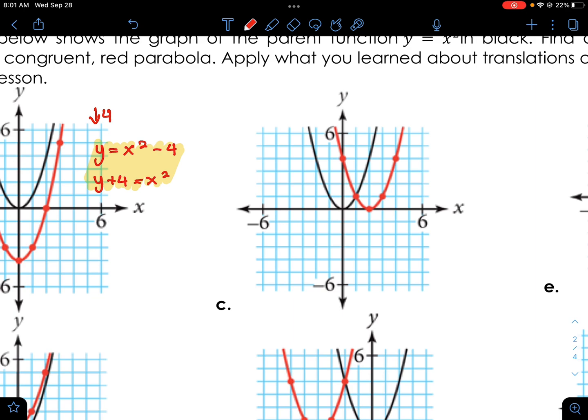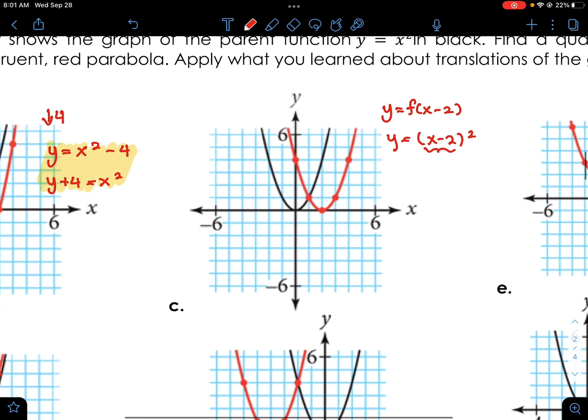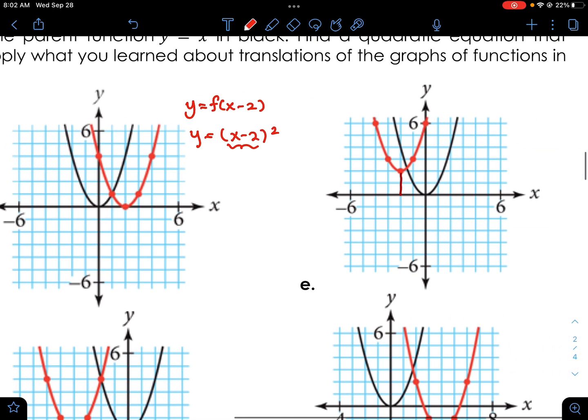In this second graph over here, we can see that the red function, the red quadratic graph, has been moved to the right 2. And so if we think about what that would look like, we'd have y equals f of x minus 2. But because we're using the quadratic function, that f is kind of a placeholder. So we have y equals (x minus 2) squared. Again, what's written in there with the x is always lying, so since we're moving to the right 2, it's going to be x minus 2.